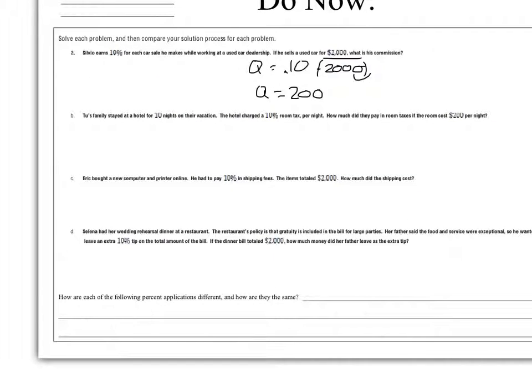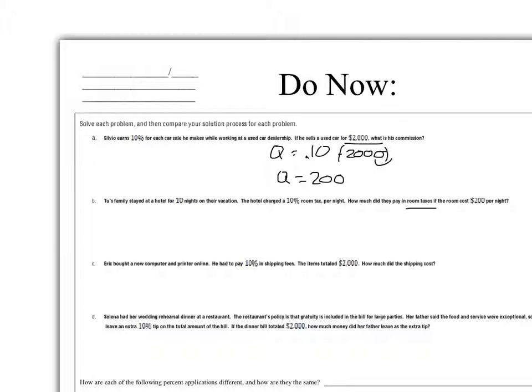That's a commission problem. Two's family stayed at a hotel for 10 nights of their vacation. The hotel charged them 10% room tax per night. How much did they pay in room taxes? So this is just in the taxes. I'm not worried about how much they pay in total. So this is just a regular percent of a whole problem. Percent times whole. In this case, the whole is the $2,000. The 10 has nothing to do with anything.